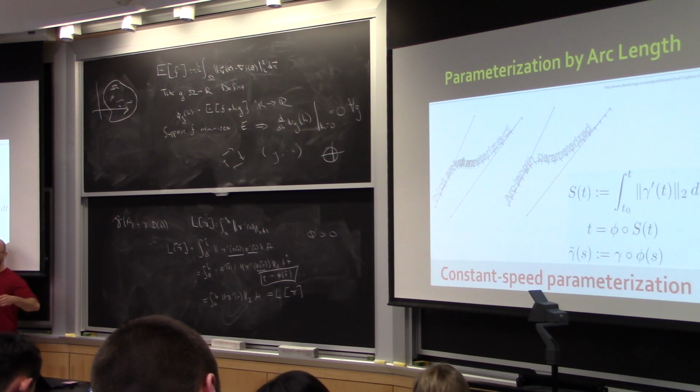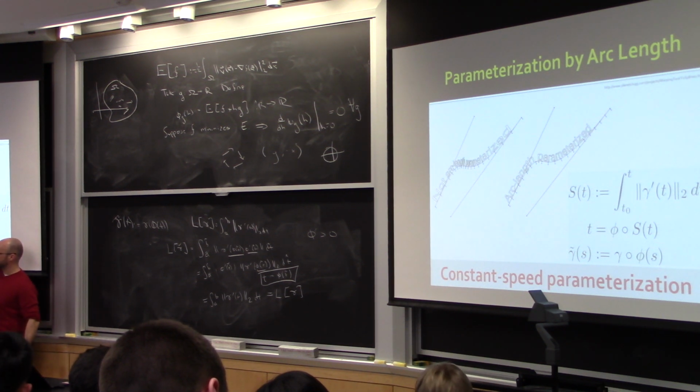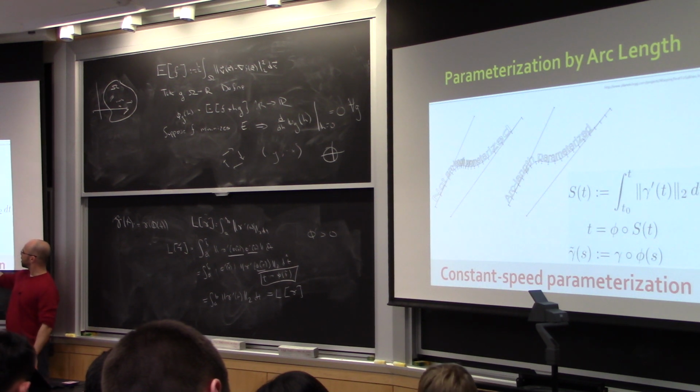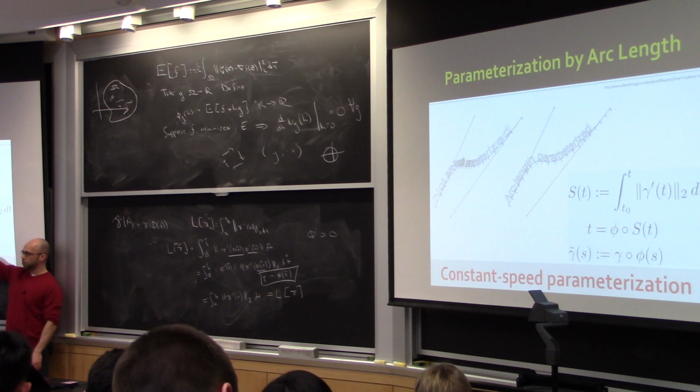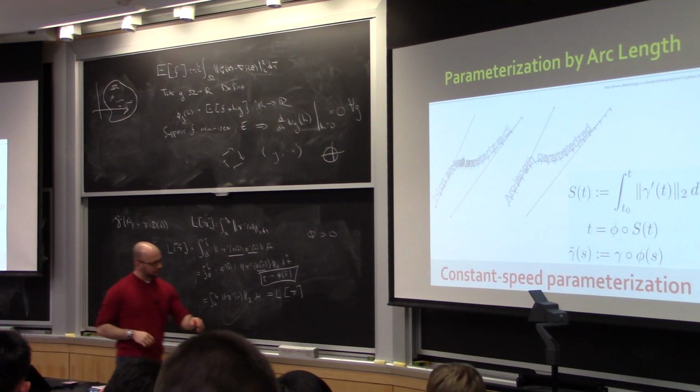Kind of reasonable? Yep. So I'm going to define a new parameterization of my same curve, gamma tilde of s here, to be gamma of phi, where phi is defined to be the inverse. So in other words, the thing that goes from arc length to time. Okay, so why do I do that? Well, let's quickly take a derivative.